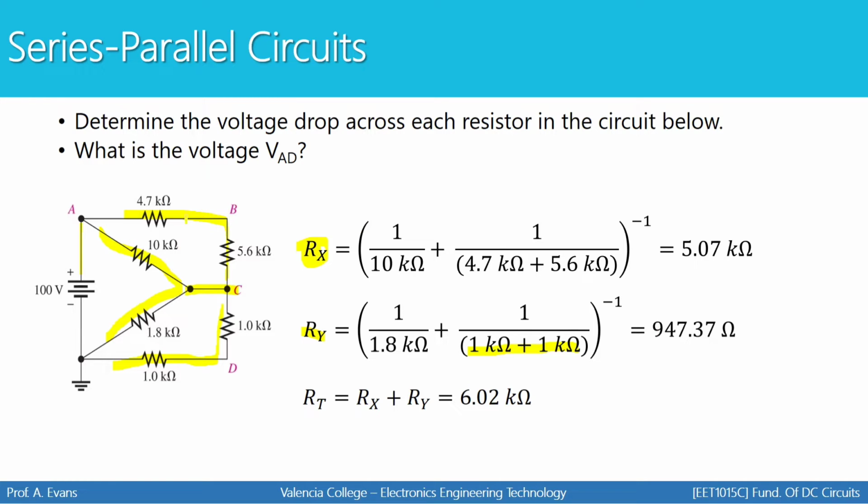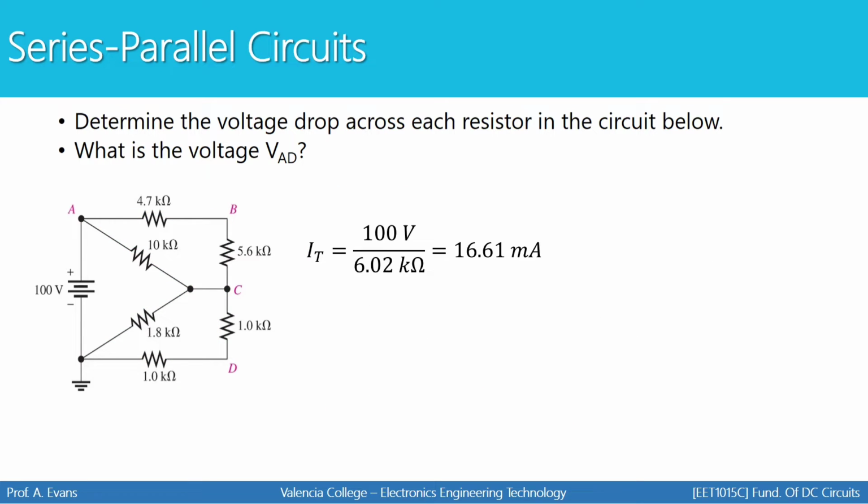Rx was the top half of the circuit. Ry was the bottom. Rx and Ry are simply two groups of resistors that are in series. Once you collapse all of these things down, what's left is just Rx right in series with Ry. So your total resistance comes out to be the sum of Rx and Ry, 6.02 kiloohms. That was our step one.